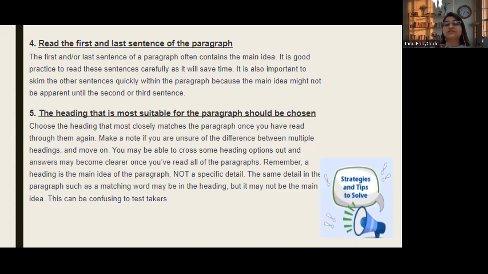So it's always advisable that you read the first and last sentence of the paragraph to get the main idea. You can practice reading those sentences very carefully. It saves your time as well.